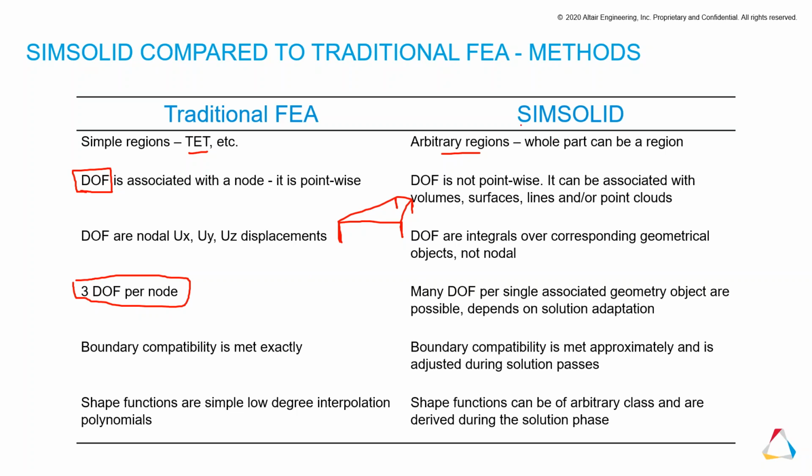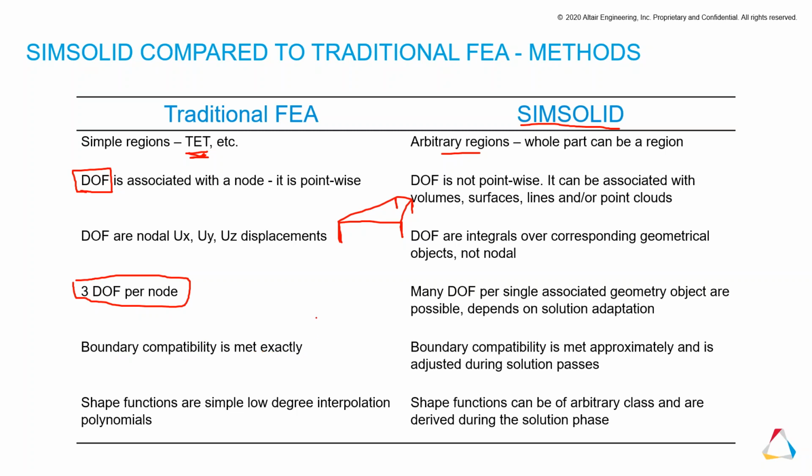Remember I said SimSolid is still a finite element analysis. We still need to solve the basic static equations. But now we have fewer equations to solve here in SimSolid because we don't use the traditional elements. And another difference is that in traditional finite element analysis, the boundary conditions are met exactly.